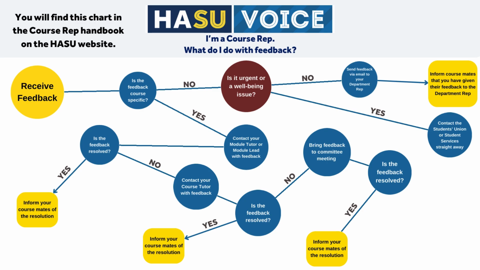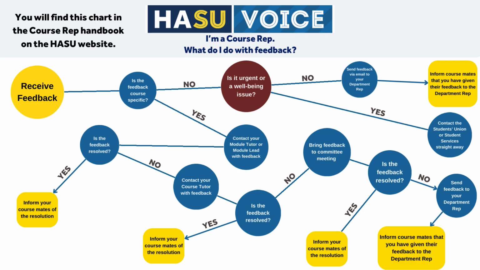Ask yourself if the feedback was resolved through the committee meeting, and if yes, that's great. Inform your course mates of the resolution. If not, make sure you send the feedback to the department rep. And make sure you tell your course mates what you've done with their feedback, that you have handed it over to the department rep.